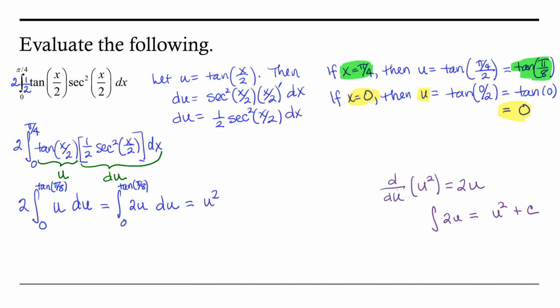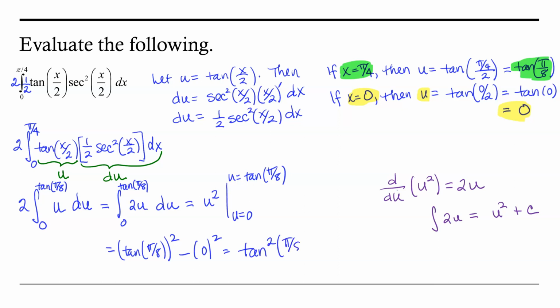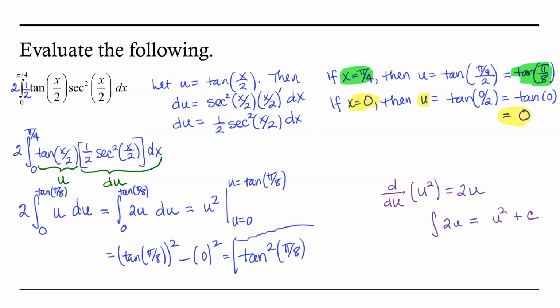That is, this would be u squared from u equals 0 to u equals tangent of pi over 8. Well, if I evaluate this, I'm going to get tangent of pi over 8 squared minus 0 squared. So the value of this integral is tangent squared of pi over 8. I hope you find this helpful.